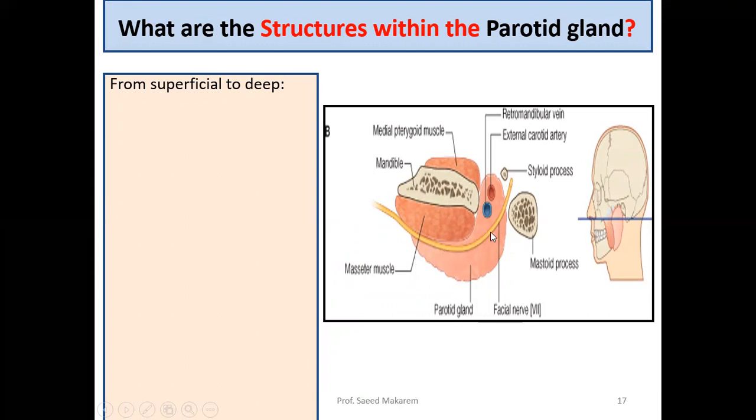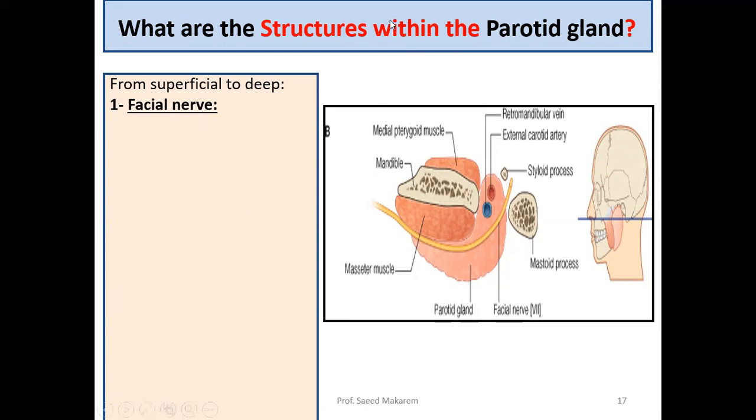You should know the structures passing through the parotid gland, because if there is any carcinoma of the parotid gland or any tumor related to the parotid gland, at that time you are supposed to remove the parotid gland. But it is very complicated because there are important structures which pass through it. So you should know them and be able to separate them before you remove the parotid gland. So what are the structures within the parotid gland? That's why we study them in detail.